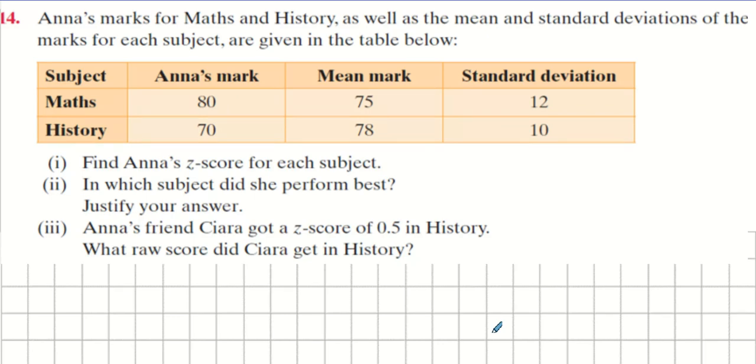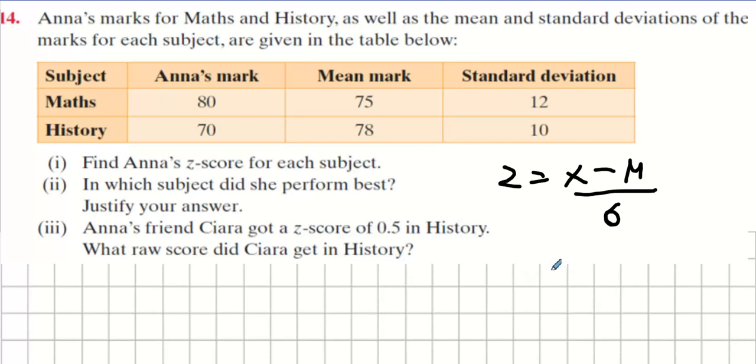Honest marks for maths and history were given, as well as the mean and standard deviation of the marks of each subject. Find her set score for each subject. Well, set score is x, take away the mean, divided by what? I remember? Divided by sigma, yeah.